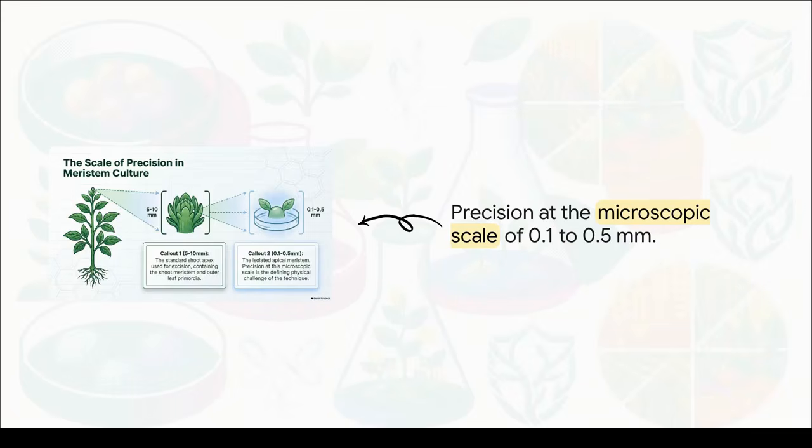And this brilliantly illustrates the challenge. We start with a standard plant. From there, botanists extract a shoot apex that's about 5 to 10 millimeters large. But we're not done yet. From that small apex, we actually have to isolate an even tinier apical meristem measuring just 0.1 to 0.5 millimeters. That extreme, intense precision is the defining physical challenge of this entire technique.